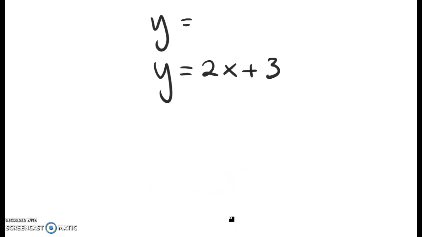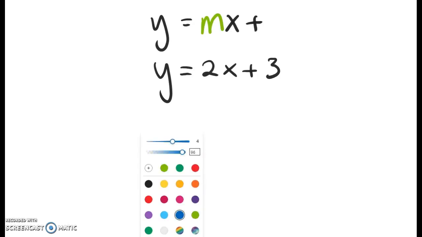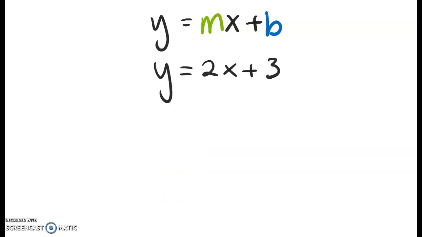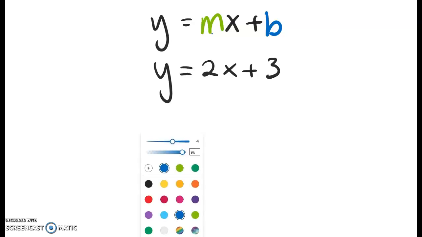So I have y is equal to 2x plus 3. And I said that in general, a linear function looks like this, where there is a value for m and there's a value for b. Those numbers are plugged in, they're real numbers. They can be positive, negative, they could be 0. And so a real number has to be in place of the m, and a real number has to be in place of the b. The m is the slope.